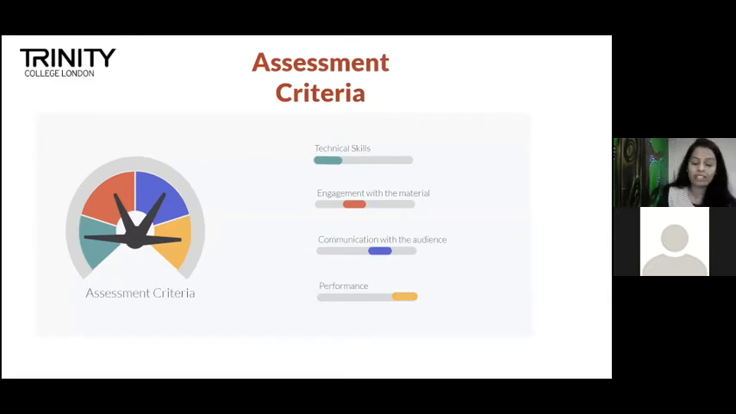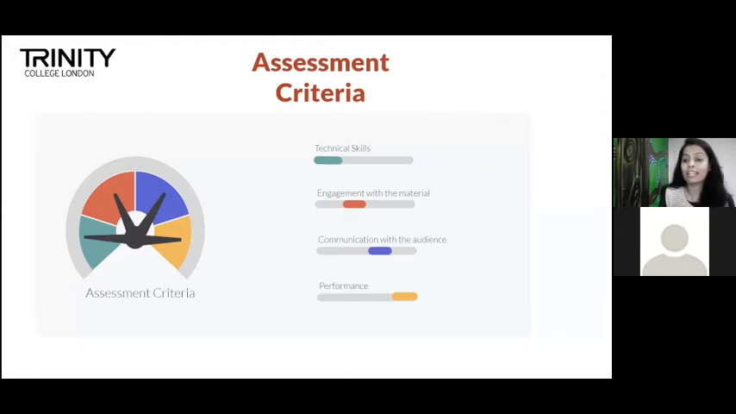Now, when it comes to the technical aspects of all the grades from initial to grade 3, we are looking at vocal skills, which is the pace, the pitch, and the tonality, and the physical use of the body. How do you move? Do you choose not to move? Why have you chosen not to move, or why have you chosen to move? And how do you use the space? What is your intention while communicating the material that you have in hand?